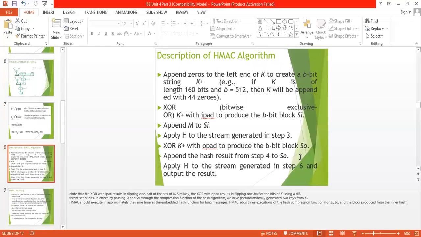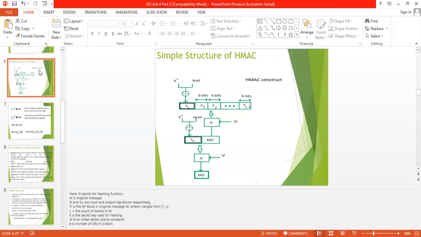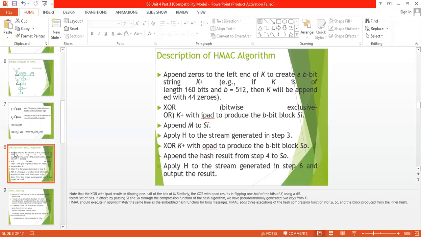Now we provide some description. In the previous algorithm, step 1 appends zeros to the left of K to create the B bits string, which is called K plus. For example, if K is length 160 bits and B equals 512, then K will be appended with 352 zeros. Then XOR K plus with IPAD to produce the B bits block SI, and append M to SI.